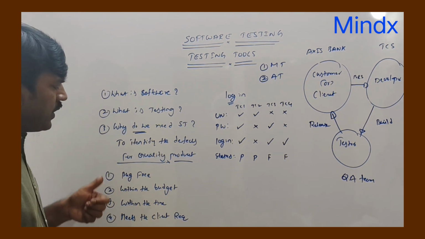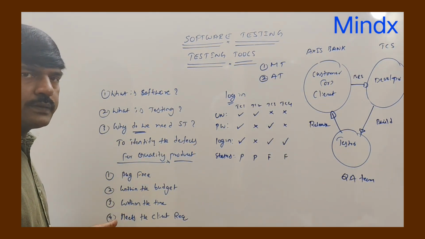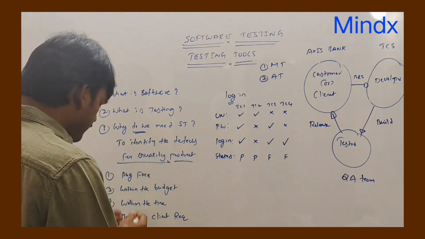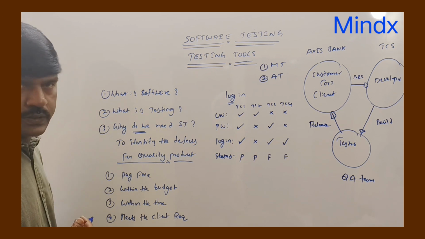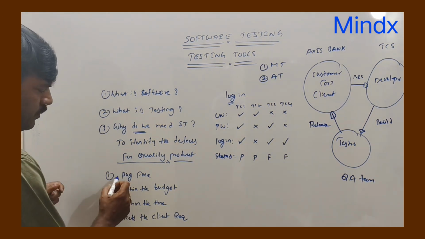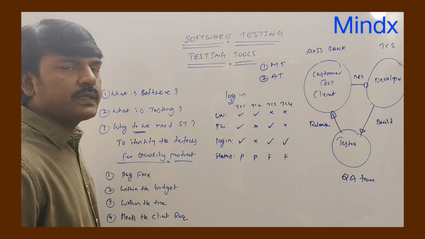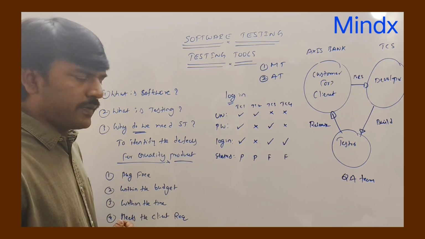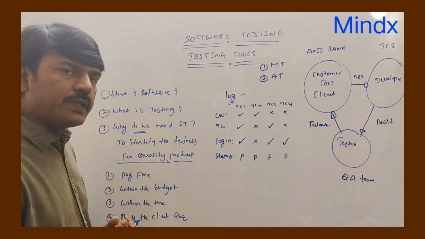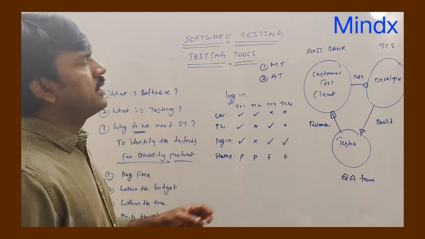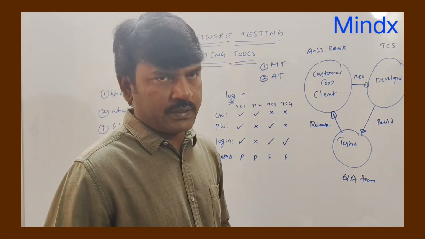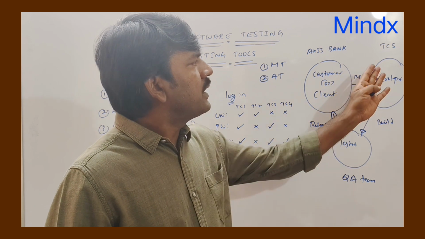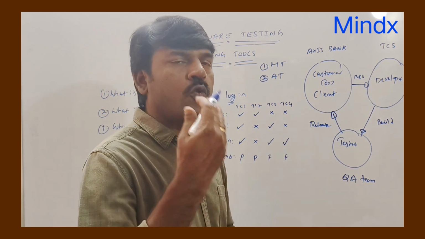Okay? So when you say it's a quality product, if any application has these parameters, then only it's a quality product. Quality product means bug free. Bug free means without defects. Within the budget means the customer said, I want a 50 lakhs project. But the developer made it 1 crore.